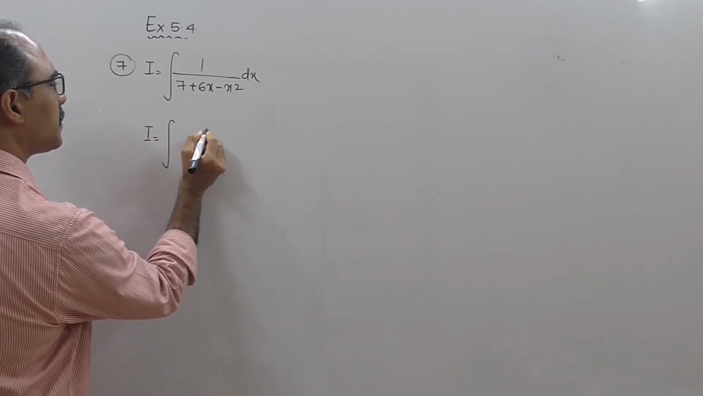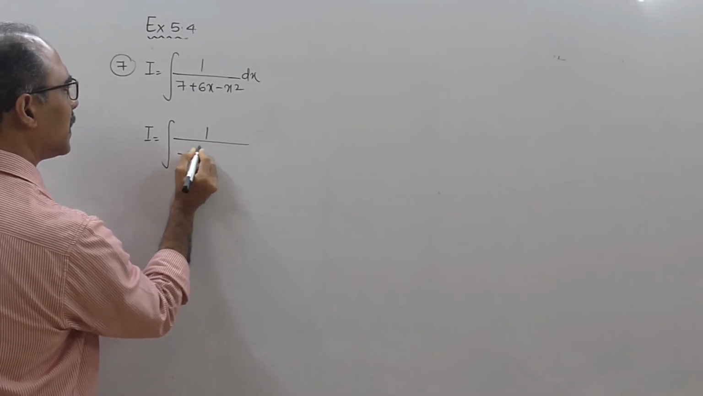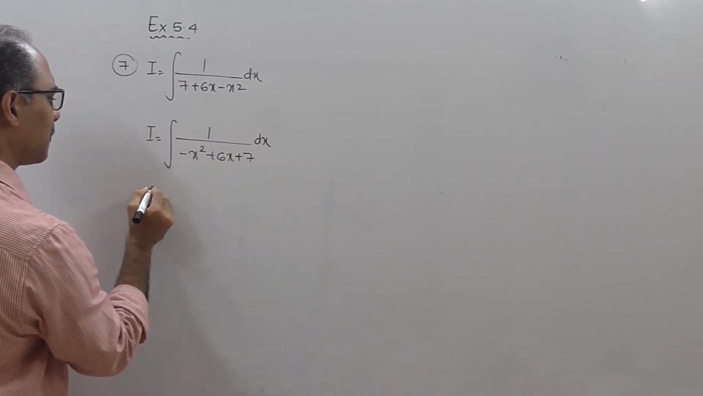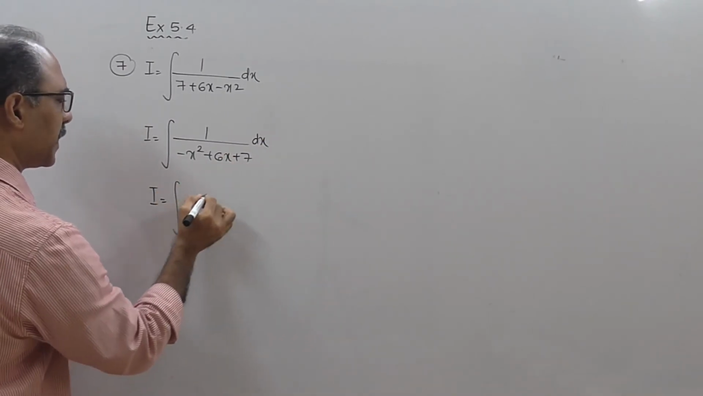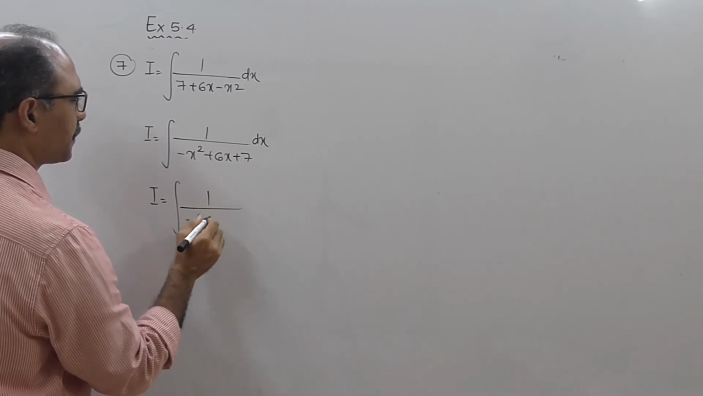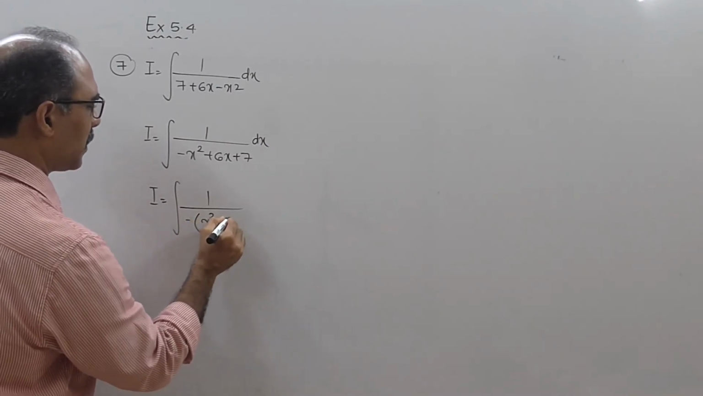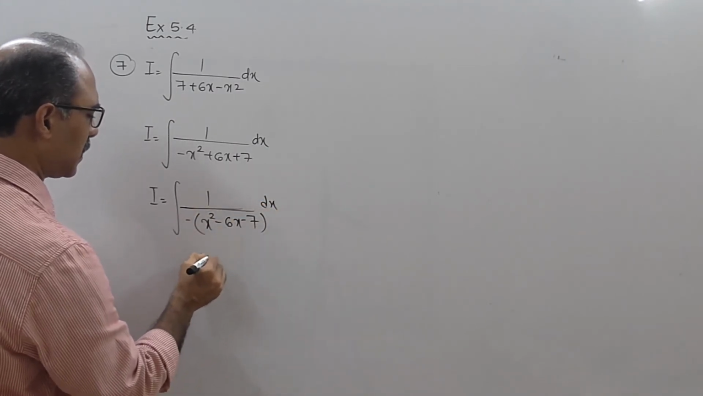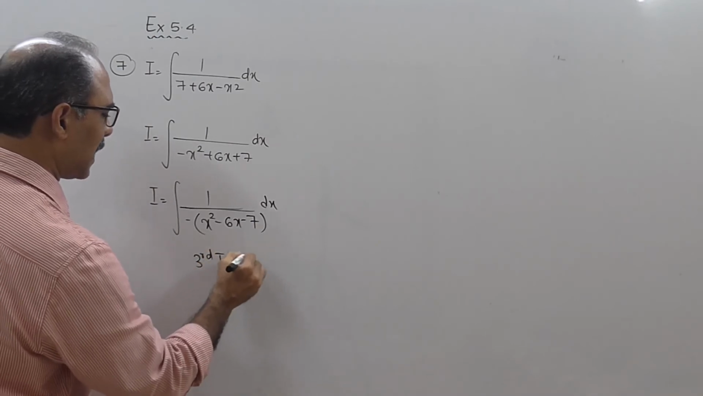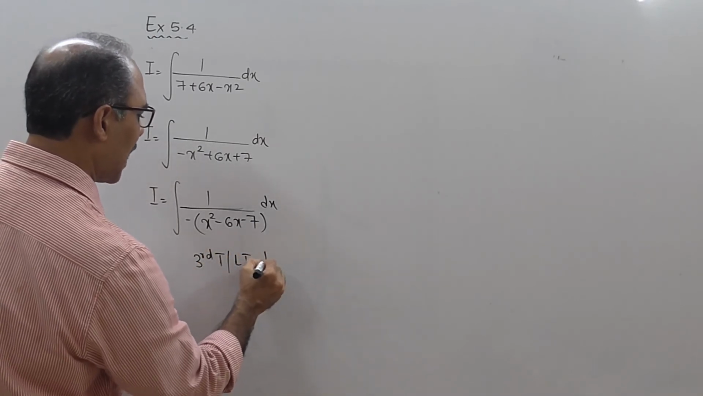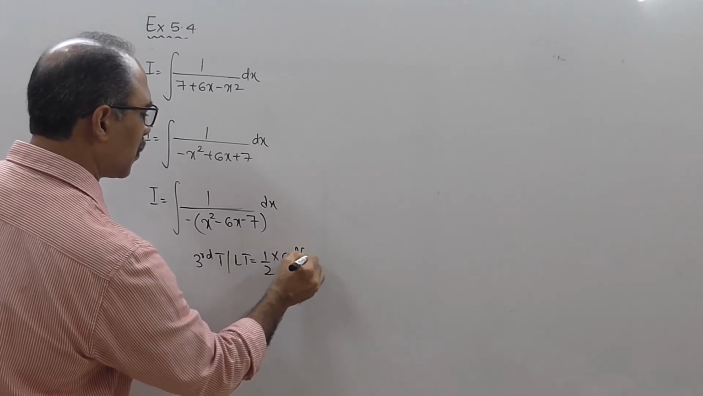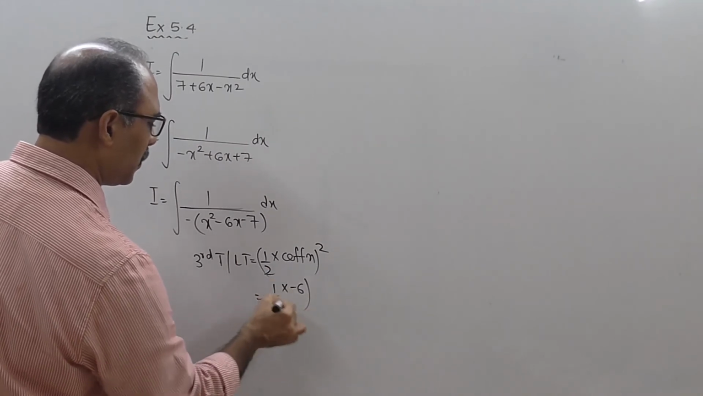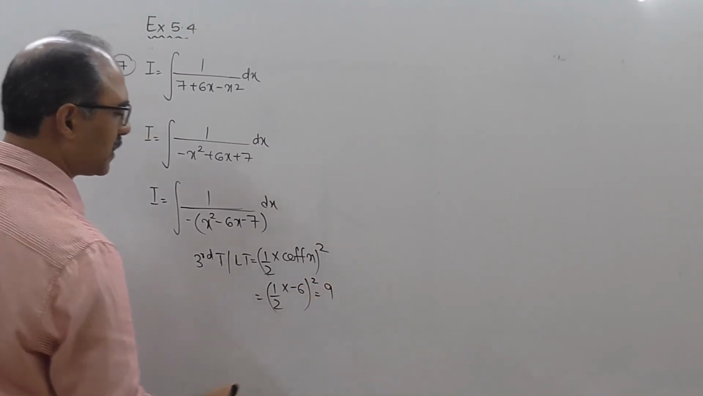What you do is write this as integral of 1 upon x square plus 6x plus 7 dx. I equal to integration. Take minus common. This will become x square minus 6x minus 7 and dx. The third term or the last term is half into coefficient of x the whole square. The answer will be half into minus 6 the whole square, that is minus 3 the whole square, that is equal to 9.